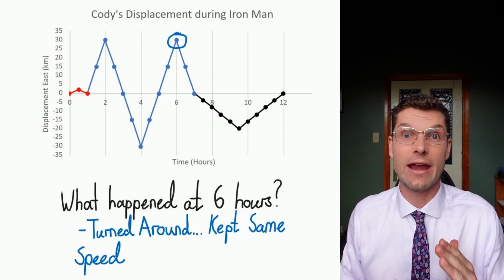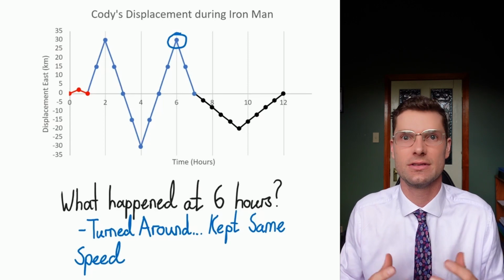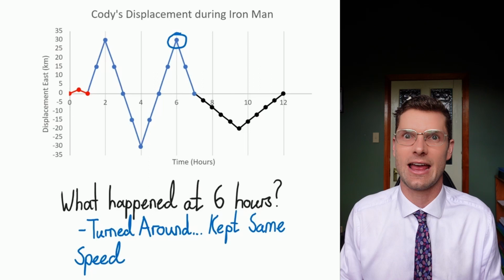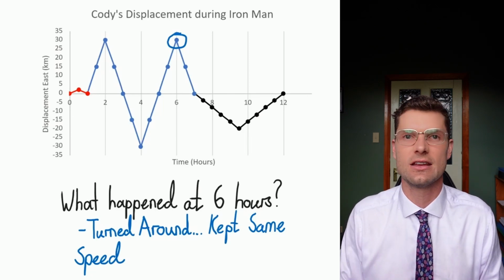And because the gradients are the same on both sides, the positive gradient and the negative gradient are both saying 30 kilometers per hour, we know that the speed is the exact same. So even though it's negative, we're going the same speed, just in a different direction.